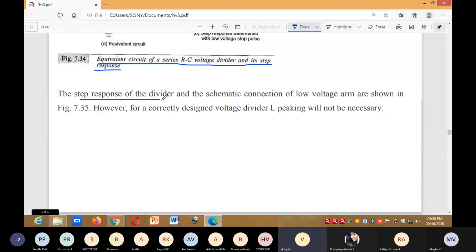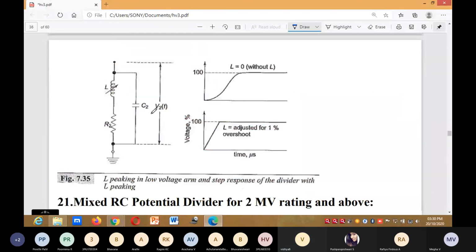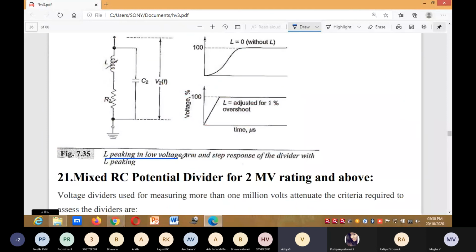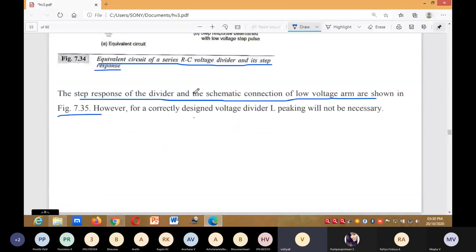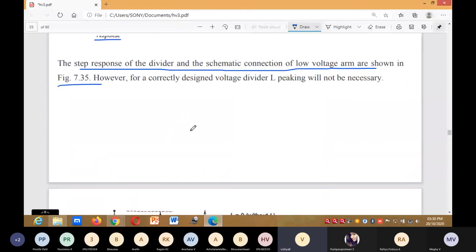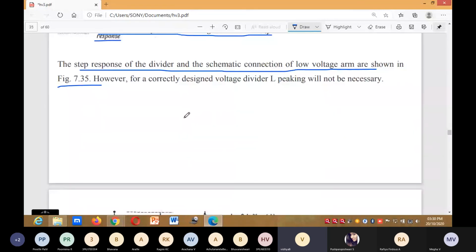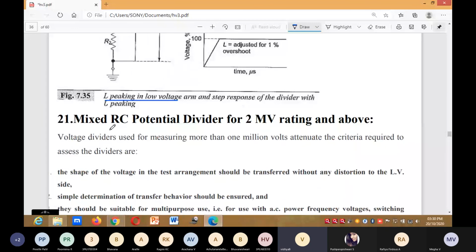The step response of the voltage divider and the schematic connection of the low voltage arm are shown in figure 7.35. This is the L peaking in the low voltage arm and the step response of the divider with L peaking. Variable L. However, for a correctly designed voltage divider, L peaking is not necessary. There is no need to change the value of L.